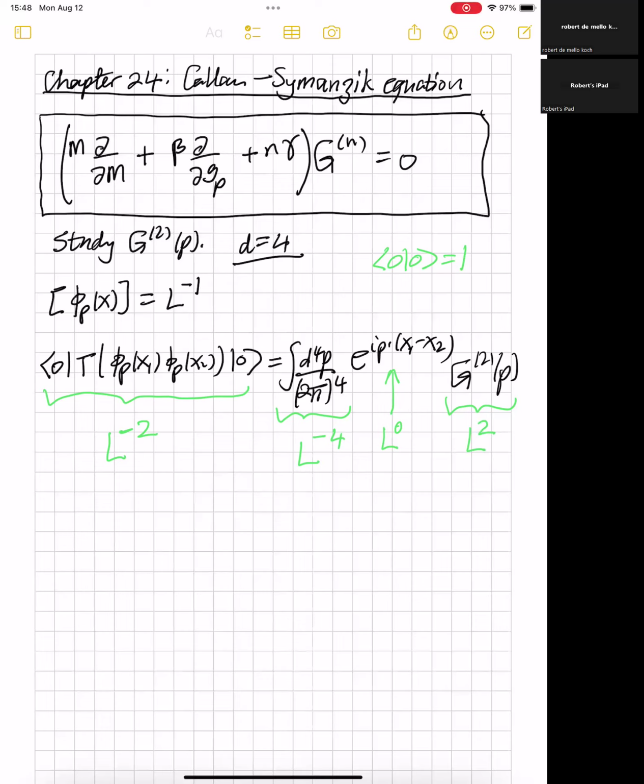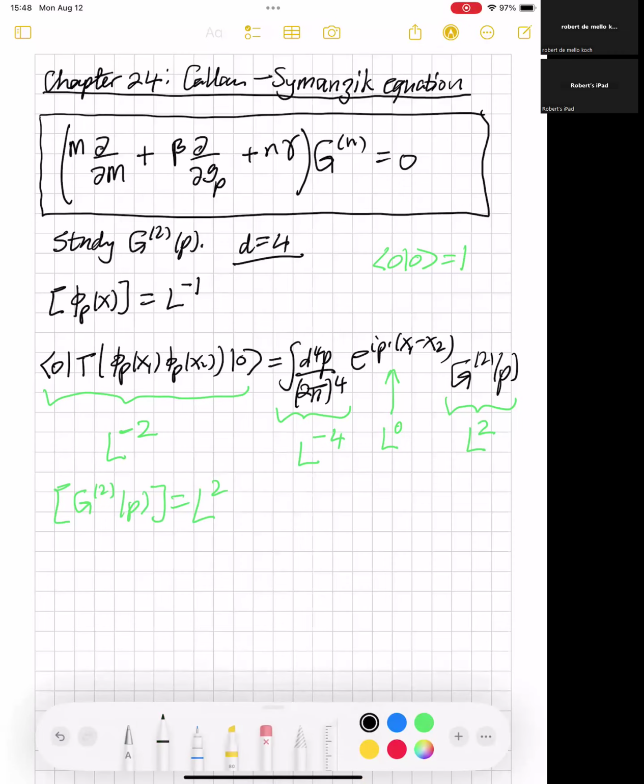Okay, this is just dimensional analysis, but what we have concluded is that G2 of P has to have dimension of length squared. This means it scales like an area. If we change our units so that momentum were to double, we would expect G2 of P to decrease by 1/4. Okay, good.